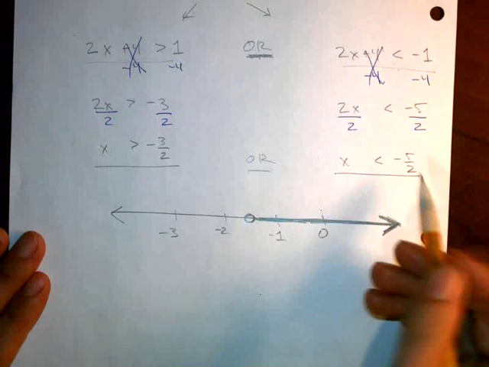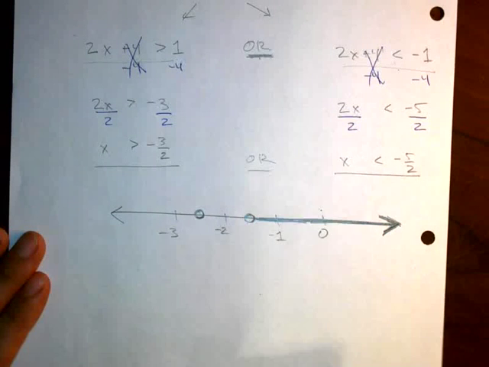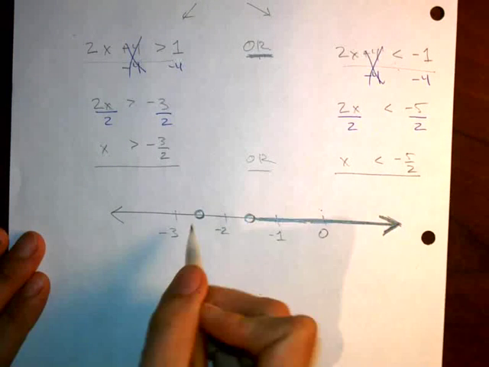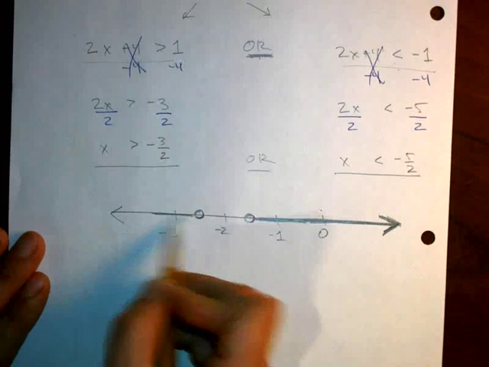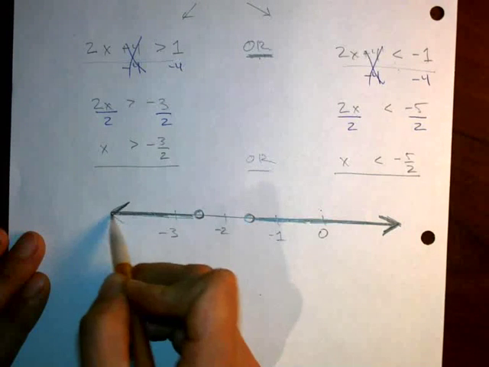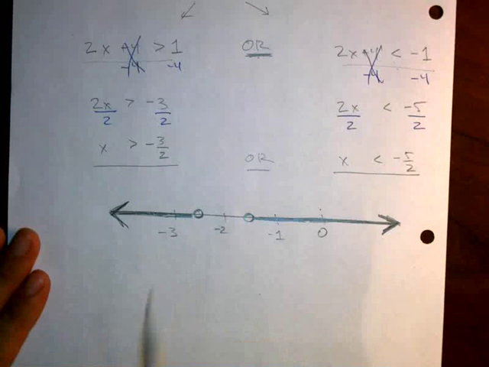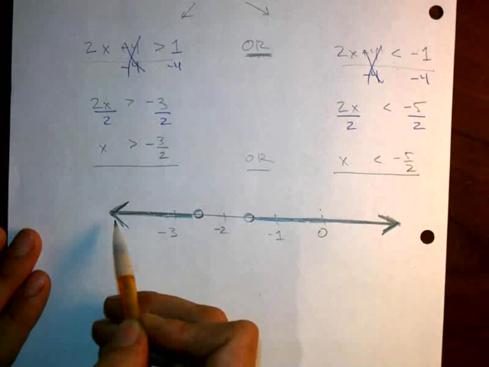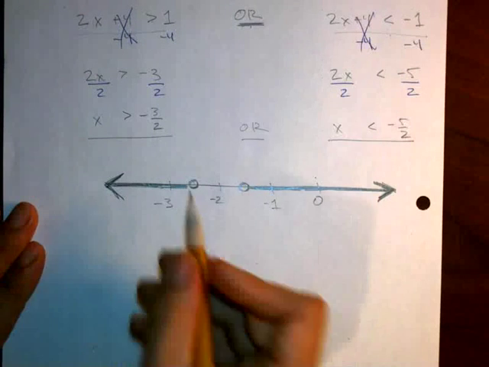On our left-hand side, x is less than negative 5 halves. 5 divided by 2 is 2 1/2. So this is x is less than negative 2 1/2. Here's negative 2 1/2. I'll put an open circle again because it's a less than, not a less than or equal to. And now I want to cover in all of the numbers that are less than this number, so all the numbers to the left of it. And it looks like that. Okay, this is my solution. It can be greater than negative 3 halves, or less than negative 5 halves.